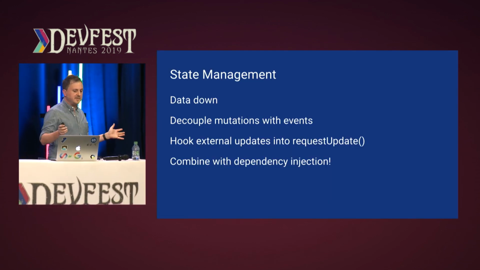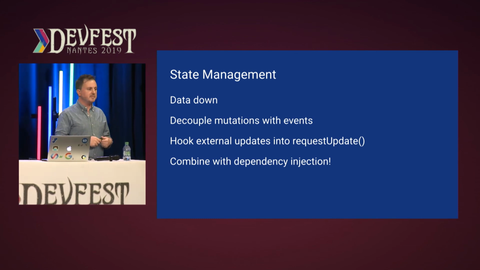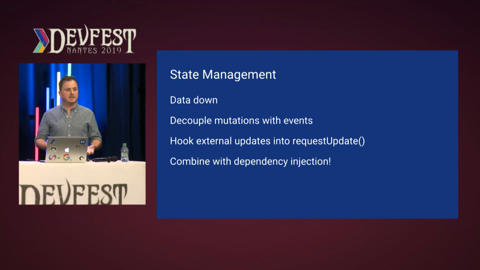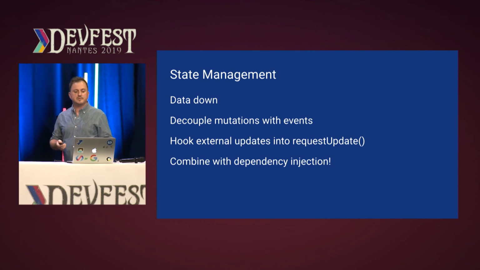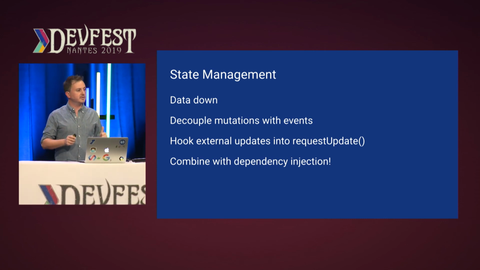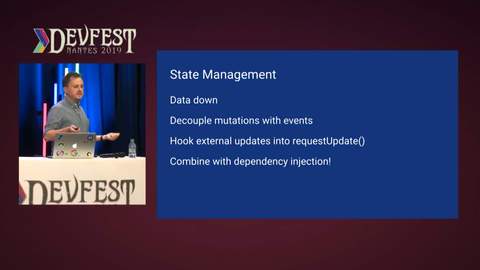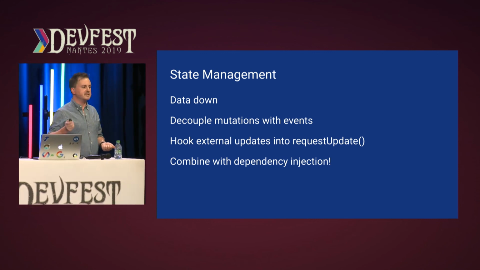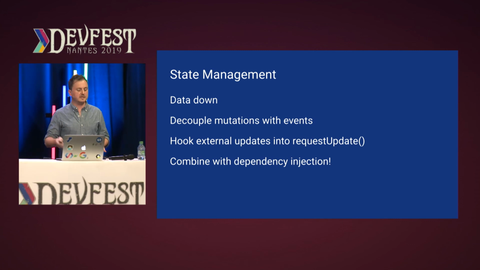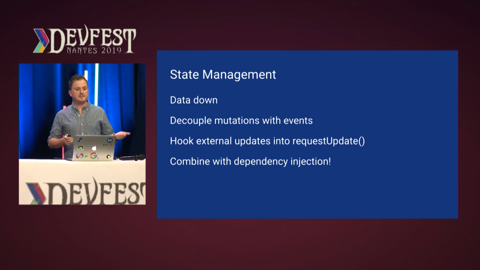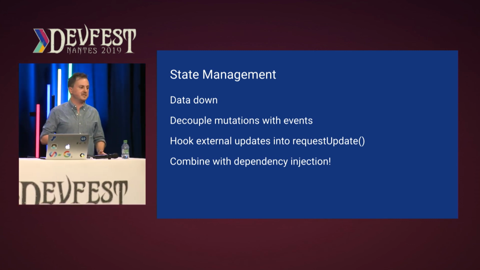So that's the state management part. We try to make sure that we do data down. It's a very good idea to decouple mutations by firing events up, or you can use Redux actions. And we've shown how we can hook external updates into requestUpdate to trigger the LitElement update lifecycle. And then we even combine it with dependency injection so we can get our stores automatically. So those are the 5 areas that I wanted to cover.